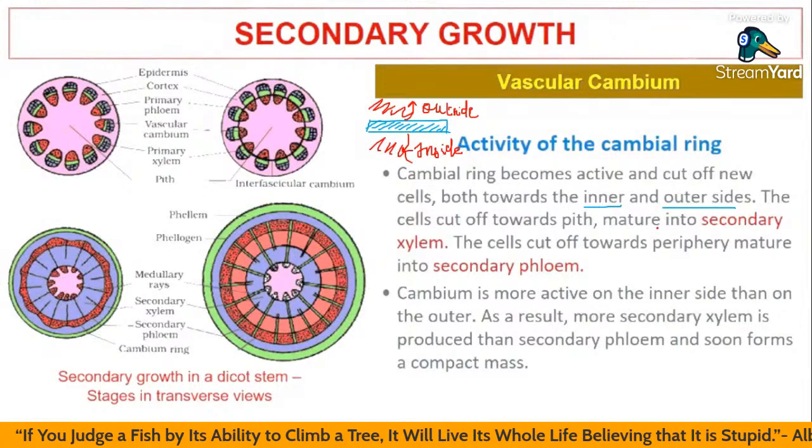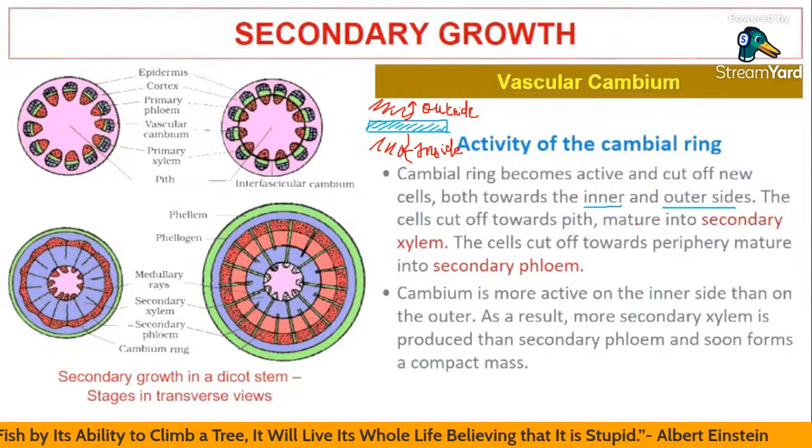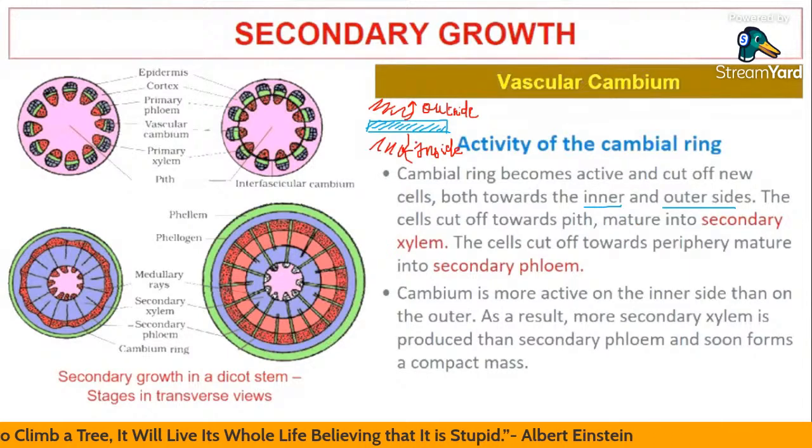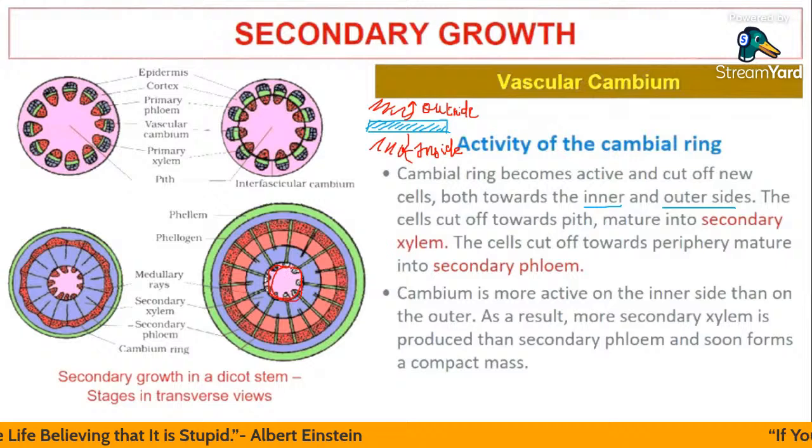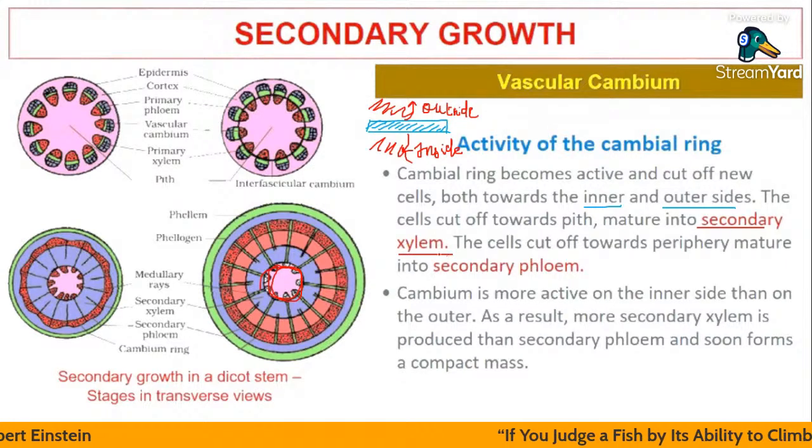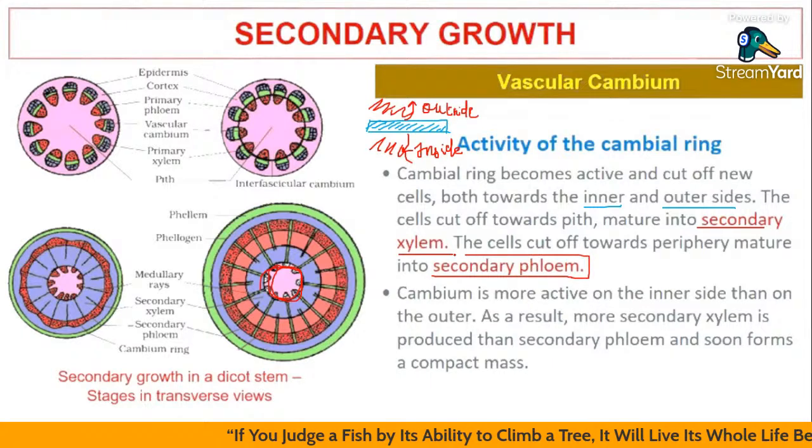The cells cut off towards the pith. What is pith? Pith means towards the inner side. So this is the pith. The cells towards the inner side, that is the pith, you will call as the secondary xylem, and those away from the pith you will call as the secondary phloem. Very important.